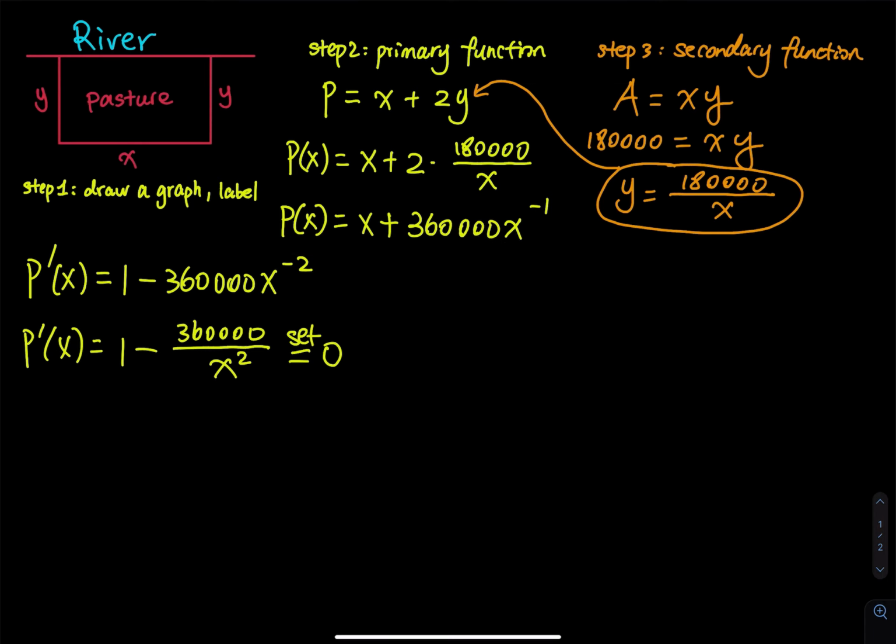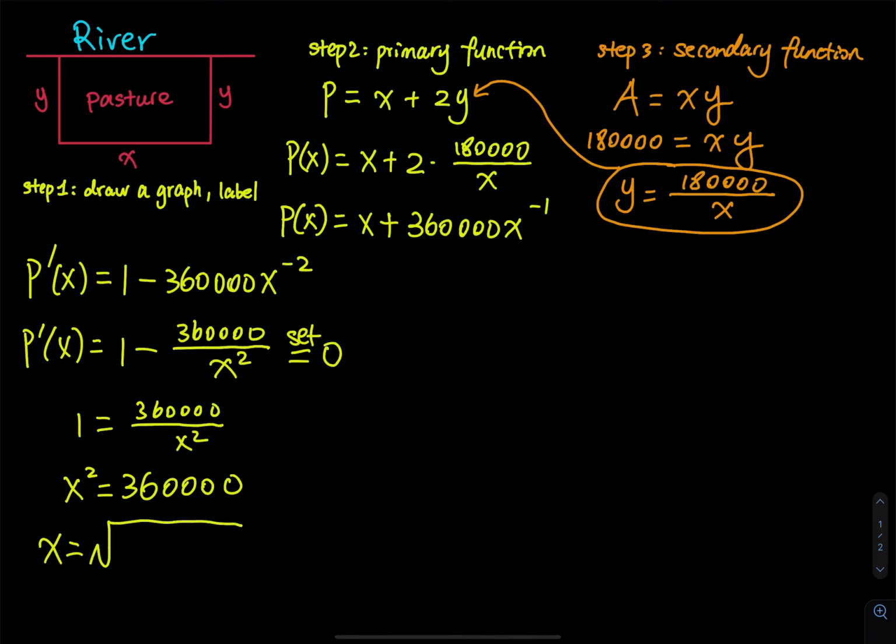And then how do you solve for this? First of all, I will put the negative to the other side. So I have 1 equals 360,000 divided by x squared. And then multiply both sides by x squared. You have x squared equals 360,000. And then you take the square root on both sides. Do you still need to use the plus or minus? No, right? Because length cannot be negative. So x is equal to the square root, no more plus or minus, of 360,000. So x is equal to 600 and the unit is meters.